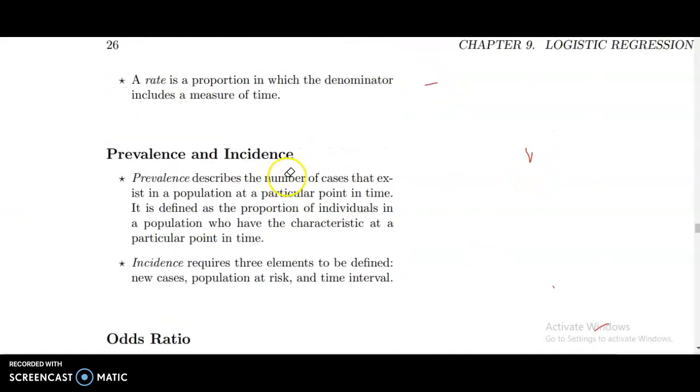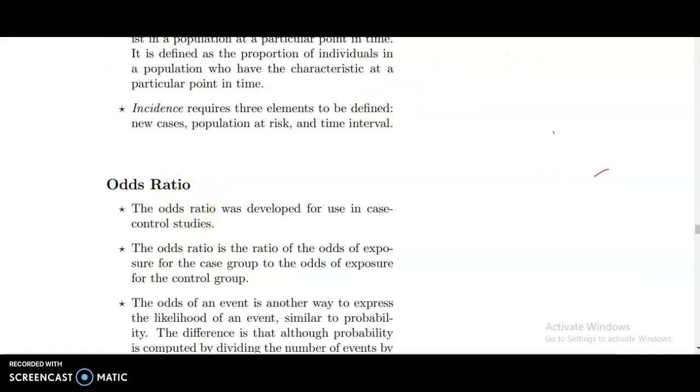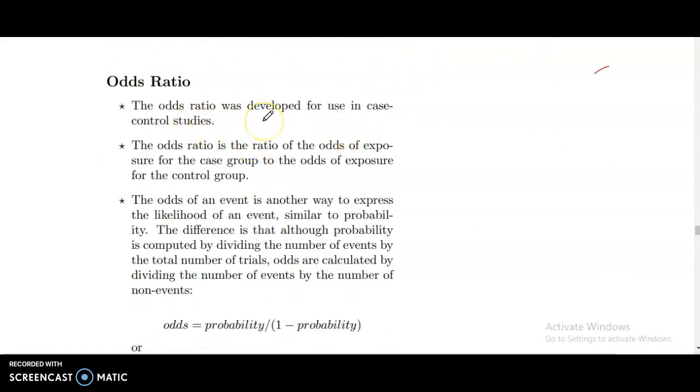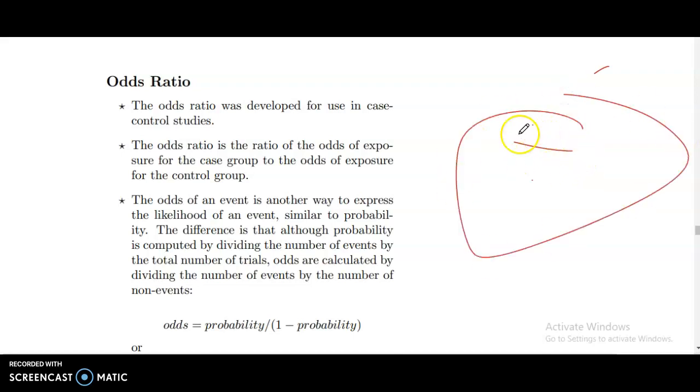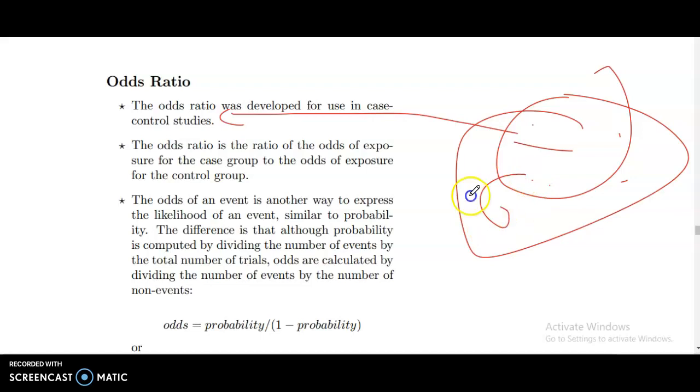Okay. Odds ratio. The odds ratio was developed for use in case control studies. Odds ratio is the ratio of odds of exposure for the case group to the odds of exposure for the control group. The odds of an event is another way to express the likelihood of an event, similar to probability.